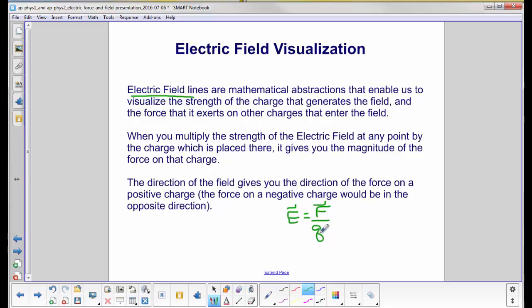So if I now take a Q, not a test charge q, but a substantial Q, I find that the force on Q at that point in space surrounding the charge that generated the electric field is going to be Q times E. The direction of the field gives you the direction of the force on a positive charge, right? So if the electric field is in this direction, and I put a positive charge here within the field, it's going to move that way. If I put a negative charge in this field, it will move in the opposite direction.